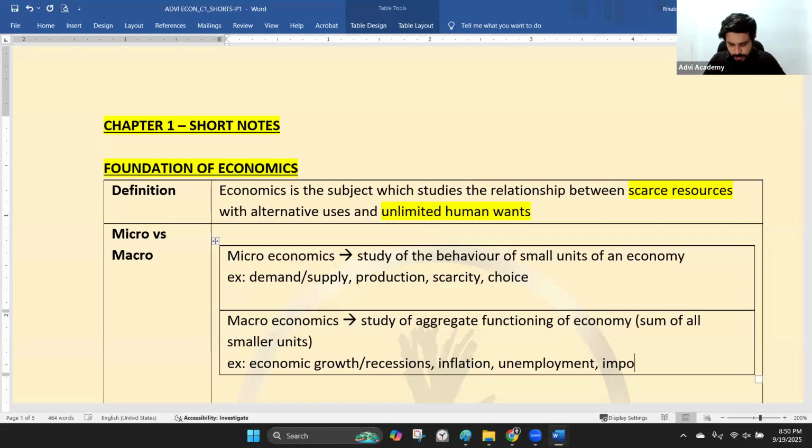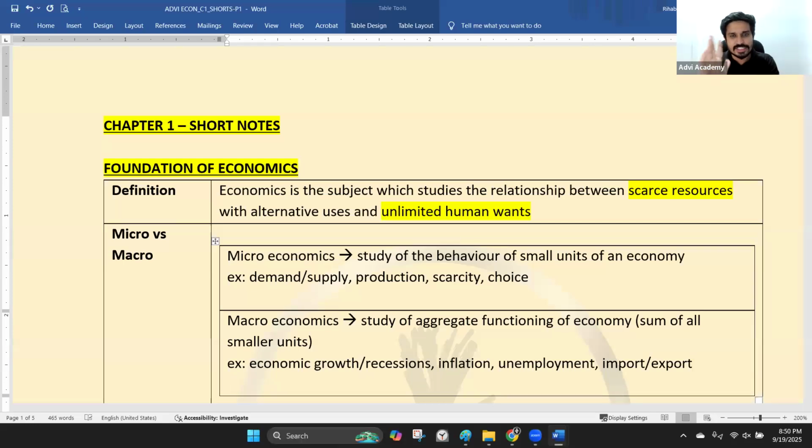Let's say import export. These are all things from a country's perspective, where it doesn't affect one product or one unit, it actually affects all of the units, all of the products in the economy, right? If you talk about one product, that is micro. But if we talk about the production of all different kinds of products in a country, that is actually macro.